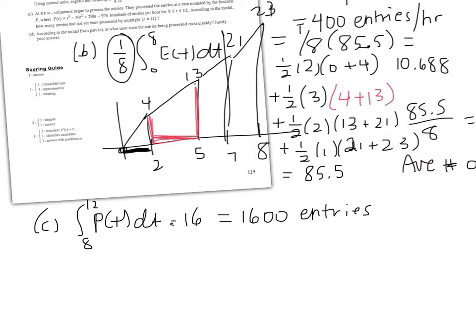So how many entries have not yet been processed? Kind of tricky. So how many entries did we have at midnight? Or not at midnight, at 8 p.m. How many did we start with? 2,300. How'd you get that, Brian? It's the last value on the table, so it's 2,300 minus 1,600. So there's still 700 entries to process.